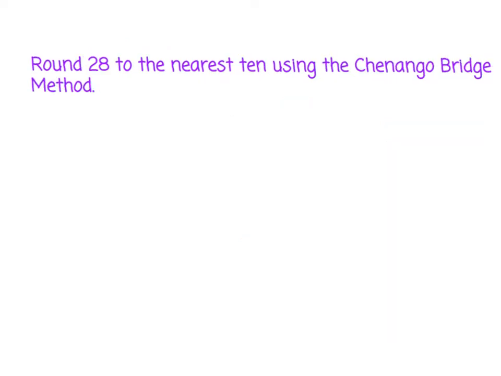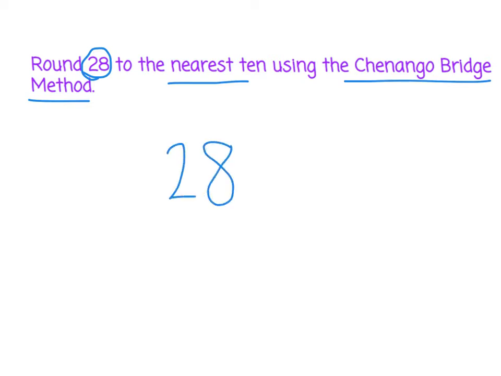Let's take a look at the next one. It says round 28 to the nearest 10 using the Shenango bridge method. Now, for the Shenango bridge method, we are going to rewrite the number. Next, we are going to underline the digit that is in the place value position specified, which is right here. So we are going to underline the digit that's in the tens place.